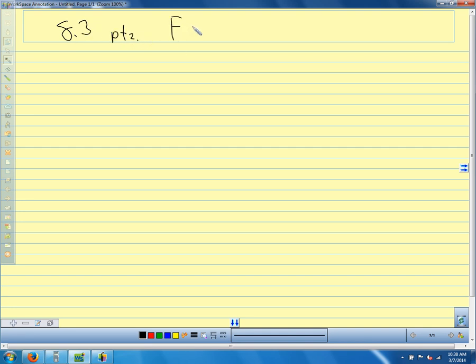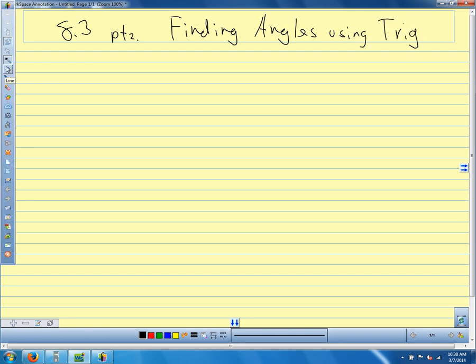And today we're going to talk about how we find angles using trig. All right, so just a couple of reminders. We said that our trig ratios, our trigonometric ratios, sine, cosine, and tangent, work because if we have a right triangle and we know one other angle, it's going to be similar to any other right triangle with the same angles, no matter how big or small they are.